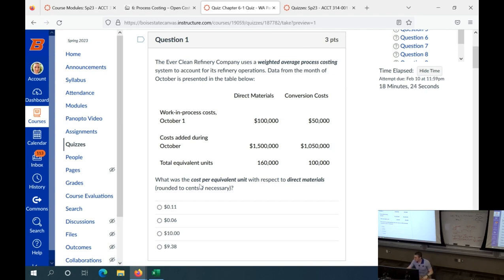So this question is asking for the cost per equivalent unit with respect to direct materials. So I need the direct materials rate. And it already gave me the TEU for direct materials and the TEU for conversion costs. Do we need anything in this column over here, this conversion cost column? The answer is no. We don't need anything over there when we're just figuring out the rate for direct materials. We just need what's in here.